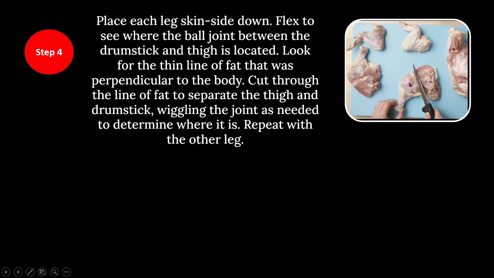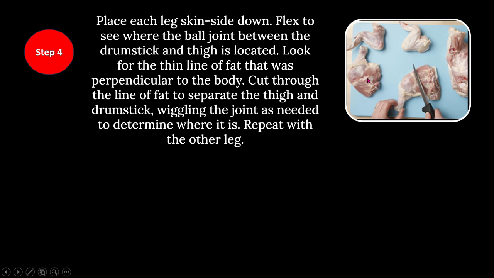One is the drumstick and the other one is the thigh. So drumstick and thigh will be separated through the joint. Where you can find the joint, the line of fat will be visible. How are we going to place the leg on the chopping board? The skin side down. Then only you will be able to see this line of demarcation.